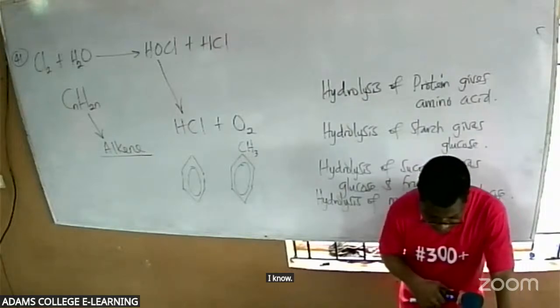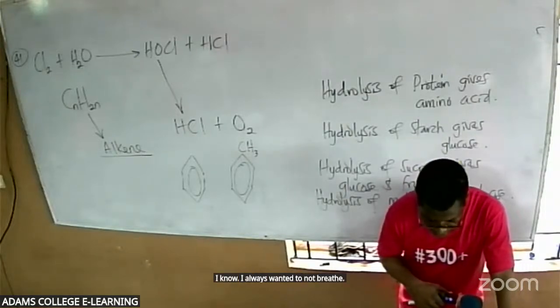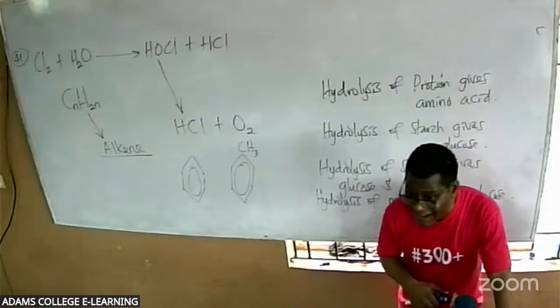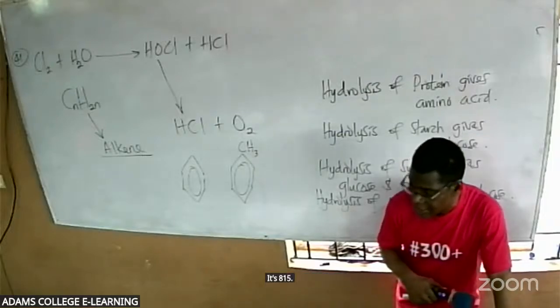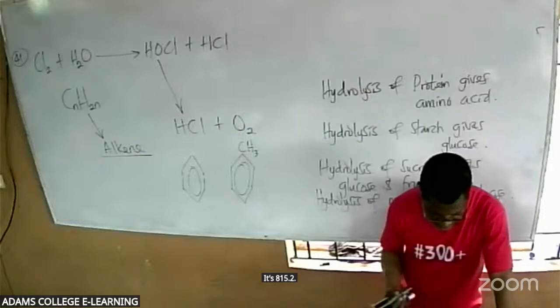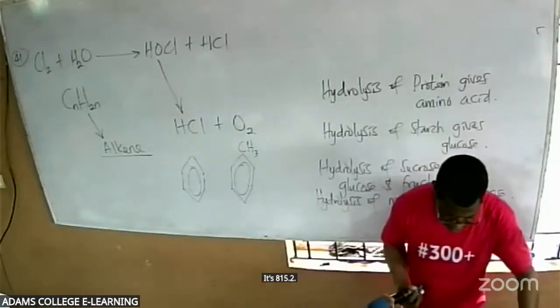Which one is now big? Vapor density of ammonia is 8.5. You have to divide by 2. That 17 is the molar mass.